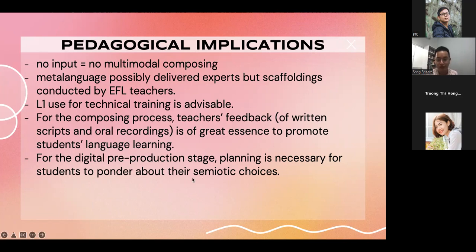Okay, so planning is very necessary. When students plan, you can give them feedback on whether the choice of the image that they want to include in their composition is necessary, is relevant or not.